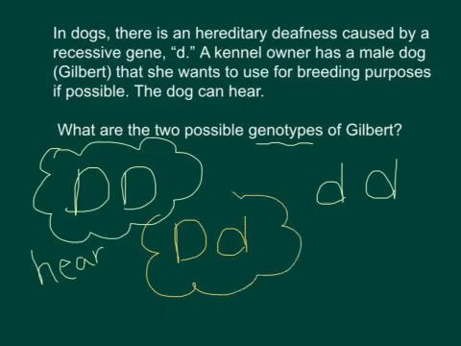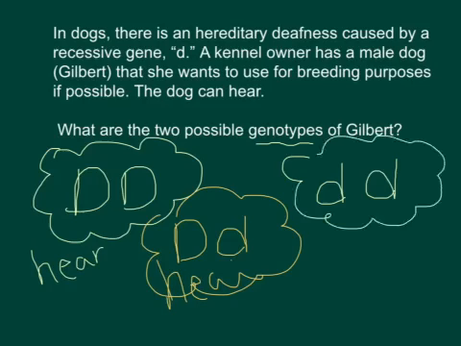Heterozygous dominant, we have big D, little d. The little d will be canceled out by the big D. This dog can hear. And the third one, homozygous recessive, little d, little d, this one's going to have the recessive gene. This dog is going to be deaf. The two possible genotypes for Gilbert, since he could hear, would be big D, big D, homozygous dominant, and big D, little d, heterozygous dominant.